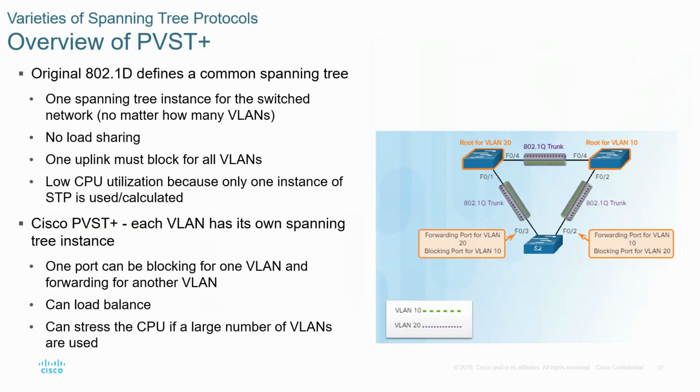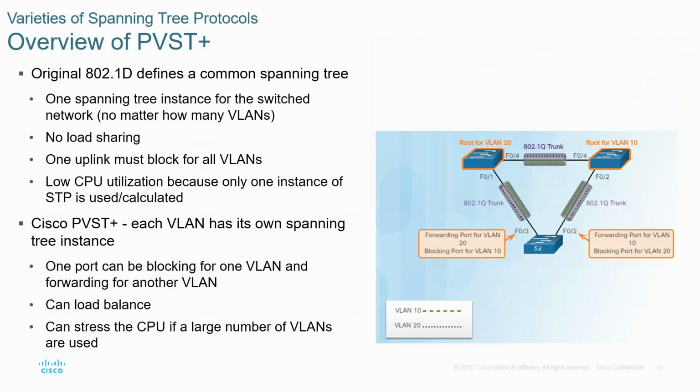Obviously, there is no load sharing. That means you're actually turning off one of the physical links in your network, never to be used. However, this has a low CPU utilization because there's only one instance of STP. Now, the PVST protocol, the per VLAN STP, allows you to have a different spanning tree for each VLAN.